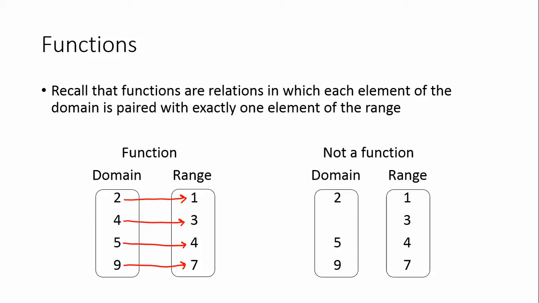On the right, we have an example of a relation that is not a function. We have 2 that's being paired with 1 and 3, 5 paired with 4, and 9 paired with 7. You can think of these as ordered pairs. But because the 2 is paired with 1 and 3, essentially the domain is being repeated, it's not a function. So anytime the domain is repeated, it's not a function.